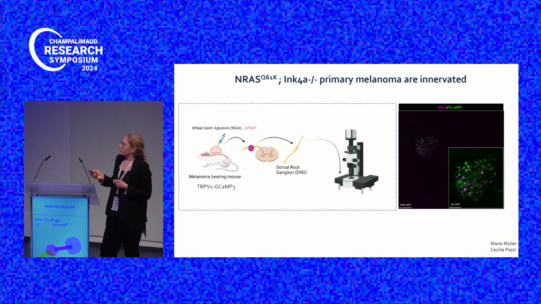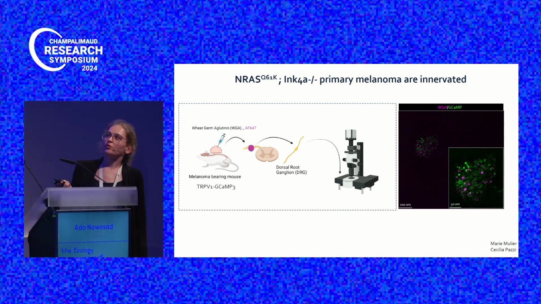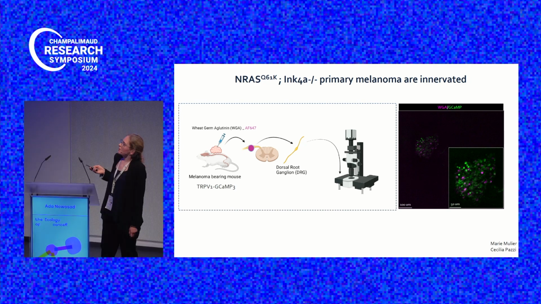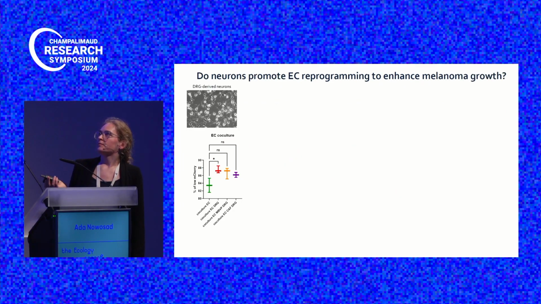And for this, we used a neurotracer, WGA, which is conjugated with a fluorochrome. And we injected this into the tumor. This neurotracer is then transported along axons to the soma of neurons, which is located in the dorsal root ganglion in the spine. We collected the dorsal root ganglion, and we looked under the microscope to see if we could find any positive neurons. And based on this experiment, we can conclude that indeed those tumors are innervated.